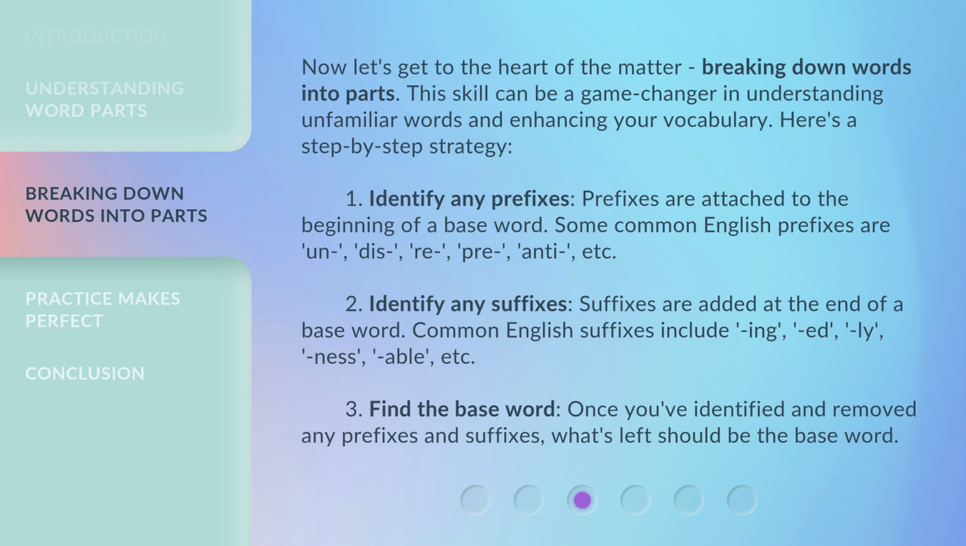2. Identify any suffixes. Suffixes are added at the end of a base word. Common English suffixes include ing, ed, ly, ness, able, etc. 3. Find the base word. Once you've identified and removed any prefixes and suffixes, what's left should be the base word.